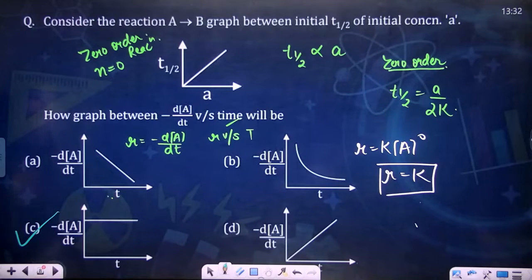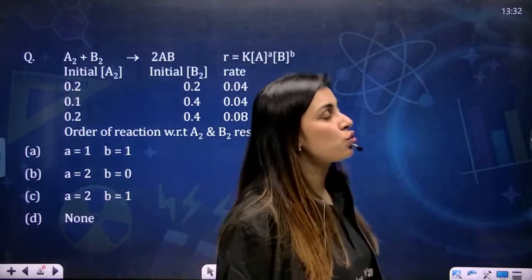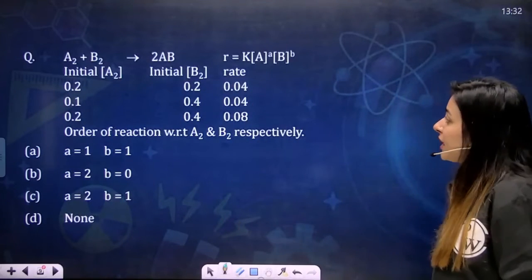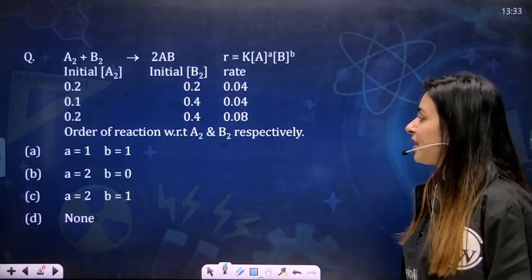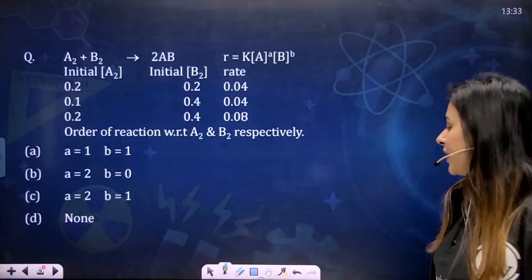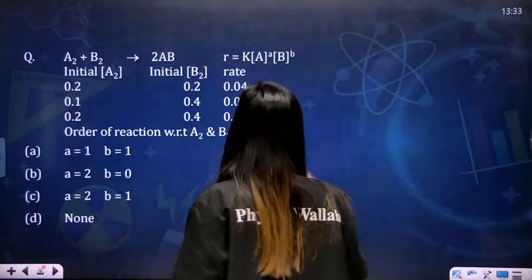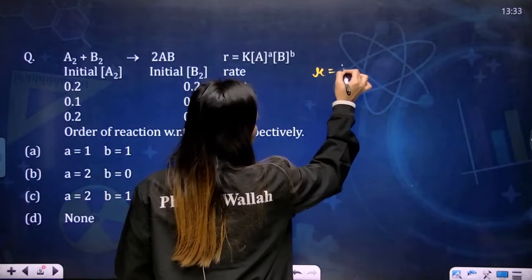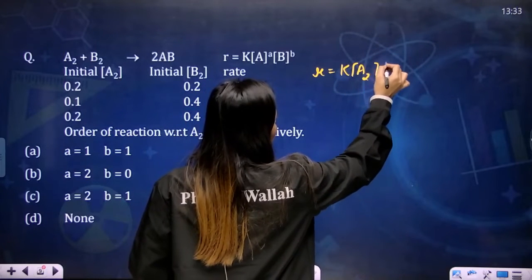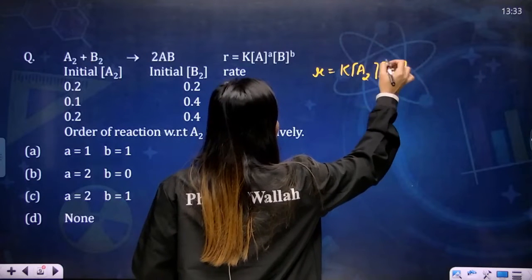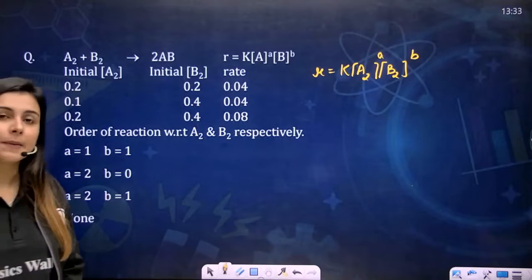Let's try to solve another question. The question is, you have A2 plus B2, which gives you 2AB. You are given initial concentrations of A2 and B2, and you are given the rate. You have to find the orders. You know how to solve these types of questions; we have tried such questions. You have to write the rate law. R equals K, with A2 and B2 concentrations. Let's say the order with respect to A2 is A and the order with respect to B2 is B.